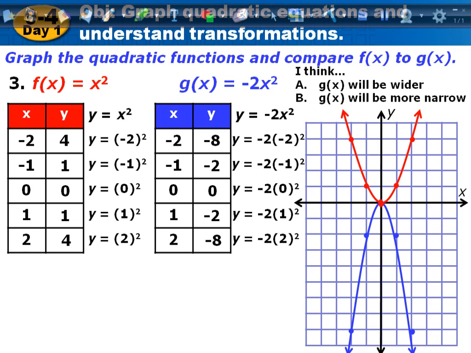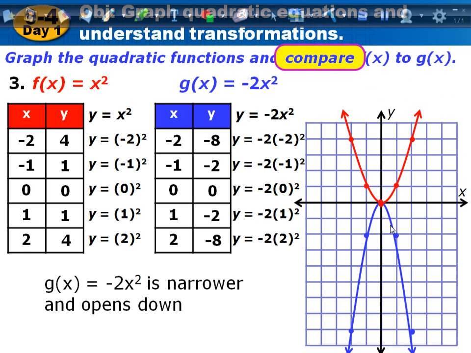So again, we're going to look and say, okay, what did it do? Well, first of all, the negative flipped it upside down. So instead of opening up, it opens down. The 2 actually made it more narrow, because if I were to flip this back up, the blue line is going to be more narrow than the red line.